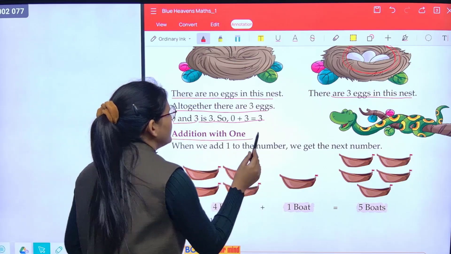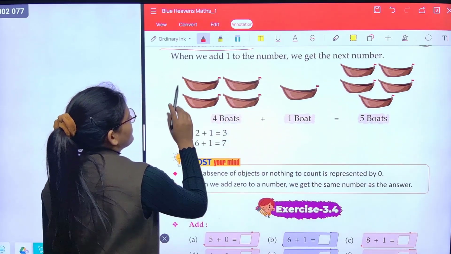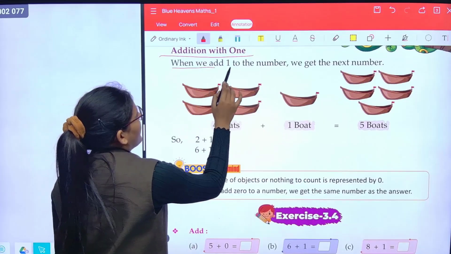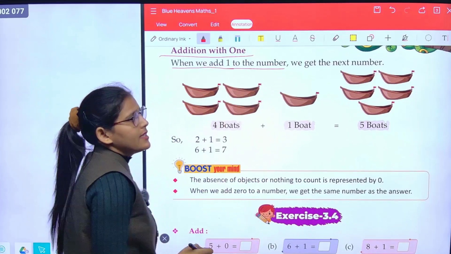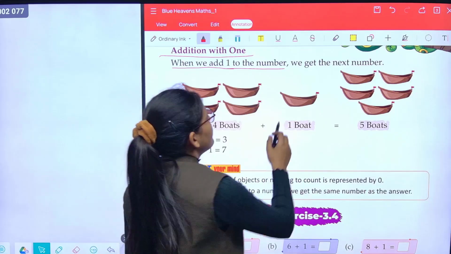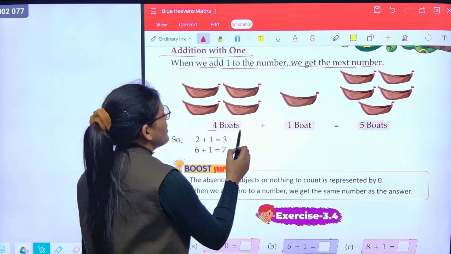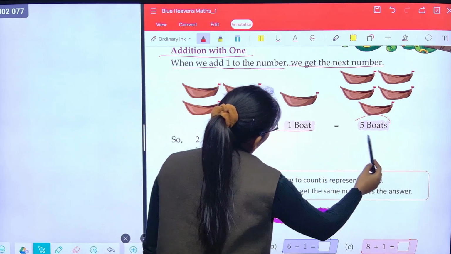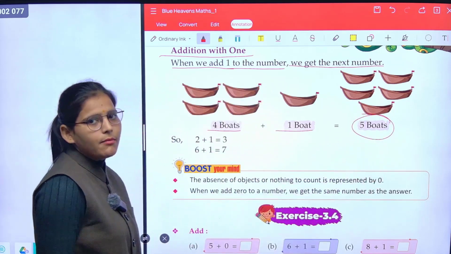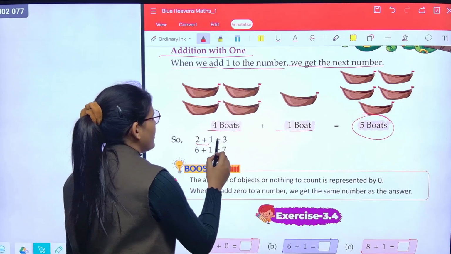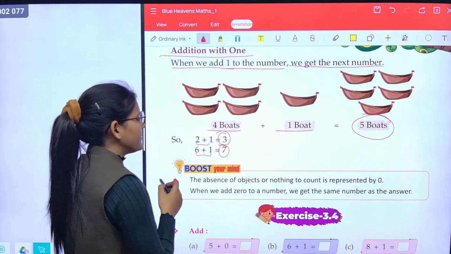Now addition with 1. Now class, when we add 1 to a number, we get the next number. 4 votes plus 1 vote is equal to 5 votes. So 5 is the next number. Now 2 plus 1 is 3, 6 plus 1 is 7.